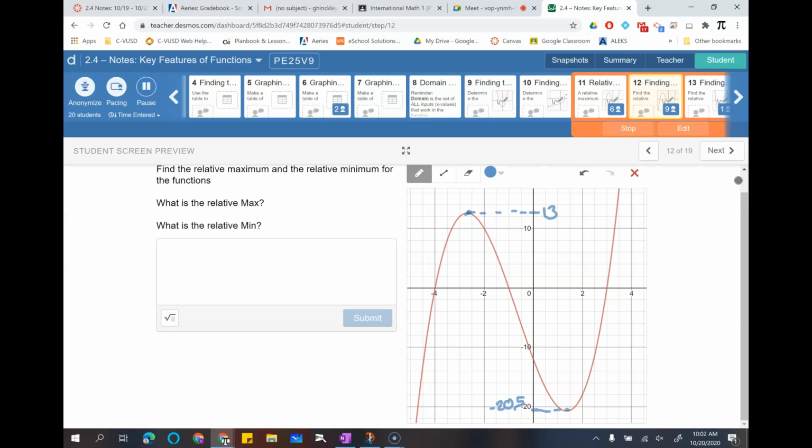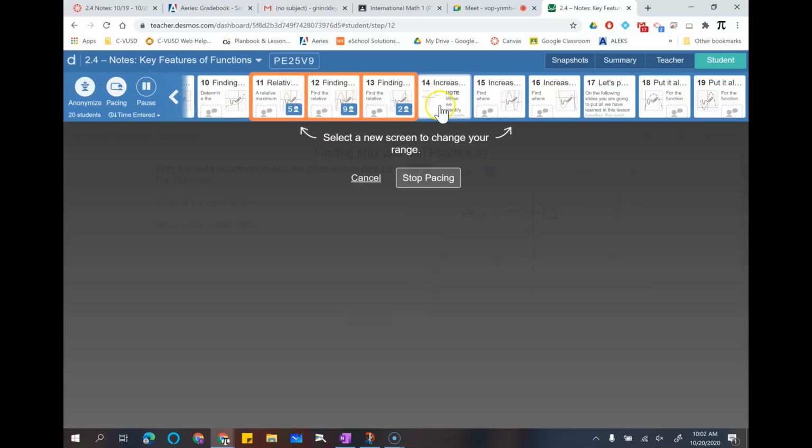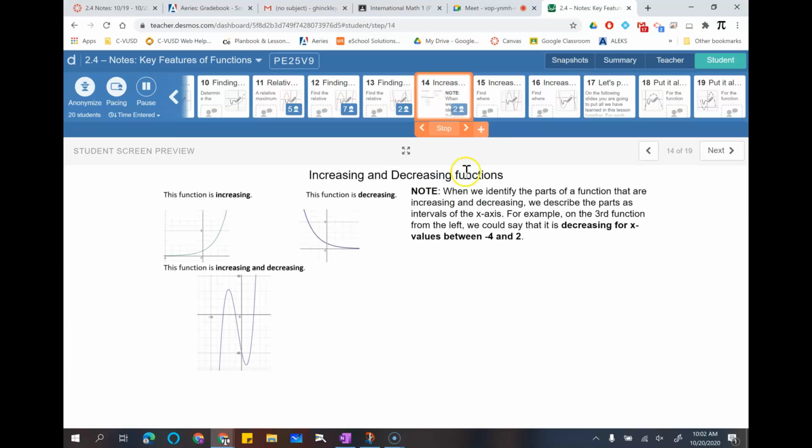All right. So let's go ahead and go to the next thing we have, which is looking at when our functions are increasing and decreasing. So I am going to push everybody over to number 14. So we only have about 11 minutes or so, so we're going to push everybody over to number 14. So make sure you are in the Desmos so we can move over to number 14.